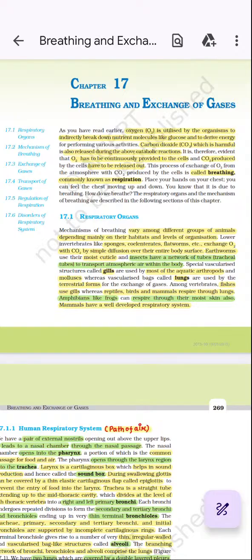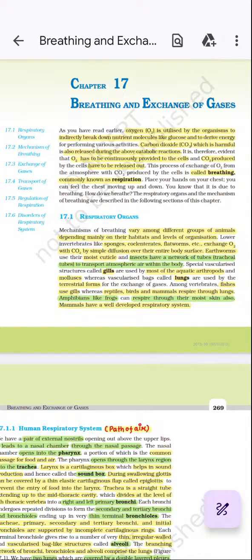Respiratory organs and mechanism of breathing vary amongst different groups of animals, depending mainly on their habitat and level of organization. Lower invertebrates like sponges, Coelenterata, flatworms, etc. exchange O2 with carbon dioxide by simple diffusion over their entire body surface. Earthworms use their moist cuticle, and insects have a network of tubes called tracheal tubes to transport atmospheric air within the body.